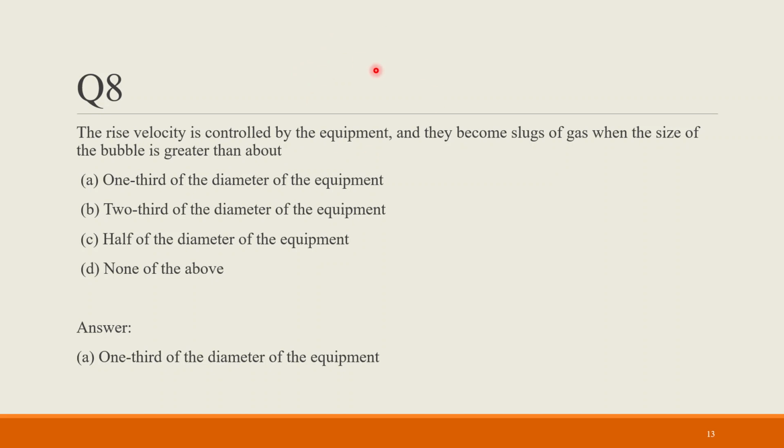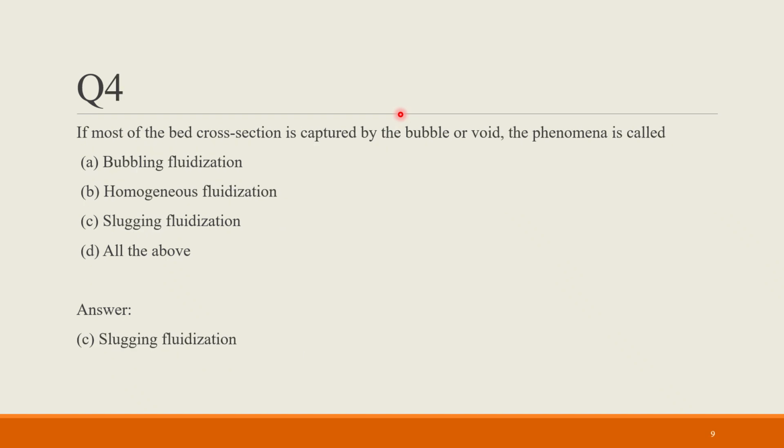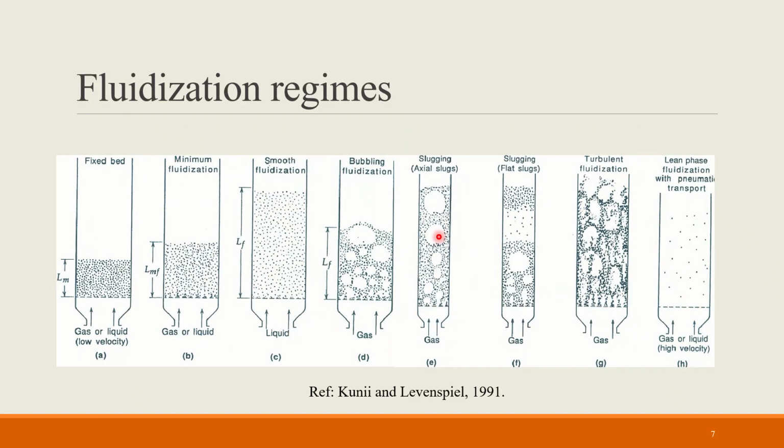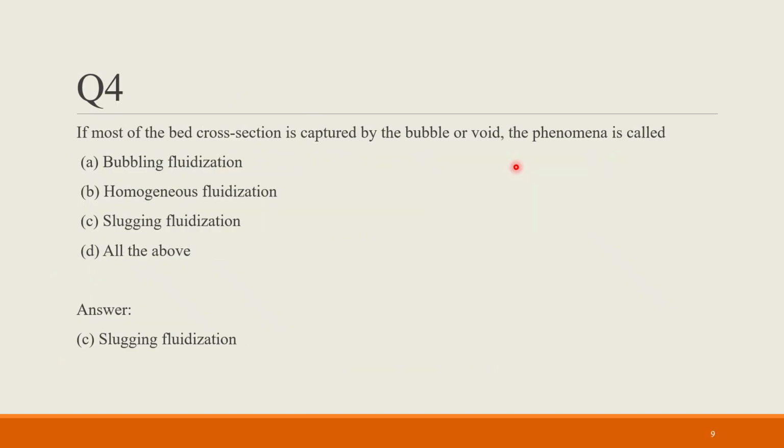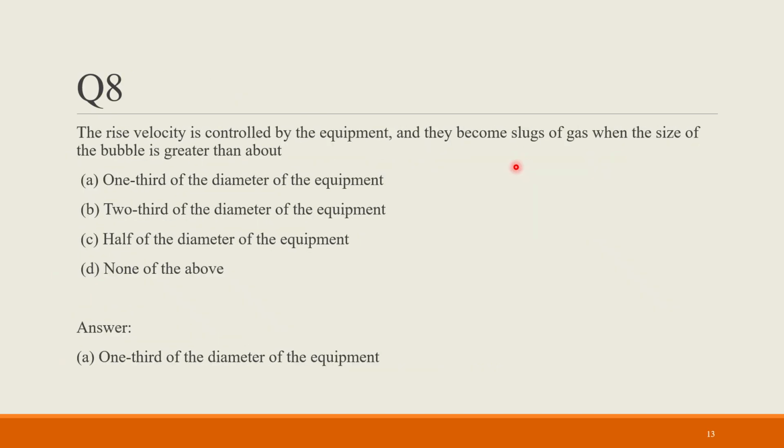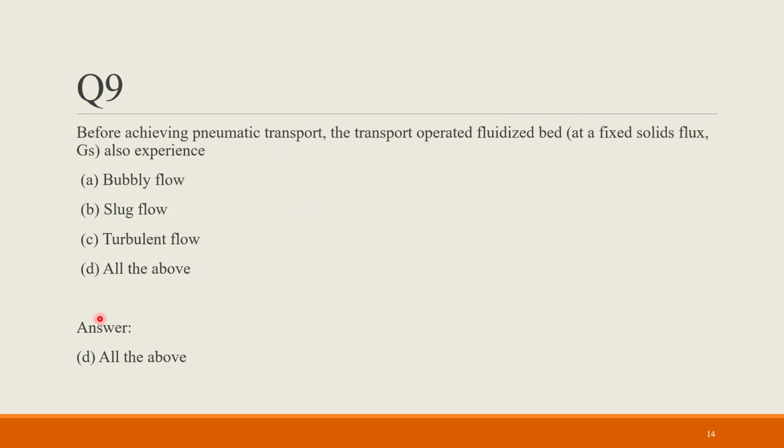When does slugging happen? When the bubble size is greater than about 1/3 of the diameter of the column. Till then it remains as bubbling fluidization. But after it crosses 1/3 of the diameter of the column, we call it slugging fluidization, or slugs start to form. Here there are slugs of gas, and the size of the bubble is greater than about 1/3 of the diameter of the equipment. The answer is option A.